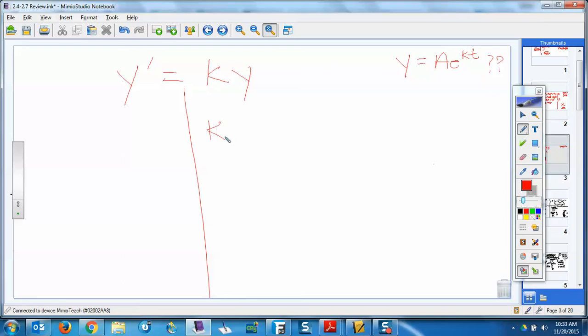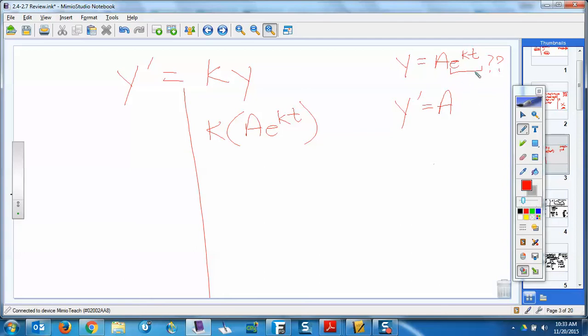So let's just do it. So k, and then in place of y, we'll put a e to the kt, right? And now for y prime, we do the derivative of this. Well, what's the derivative? Well, let's look at it. A is just a number out in front, right? So it just hangs out. Now we're doing the derivative of that. Well, e is its own derivative.